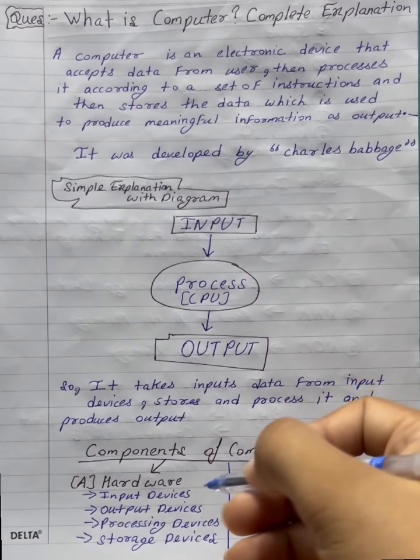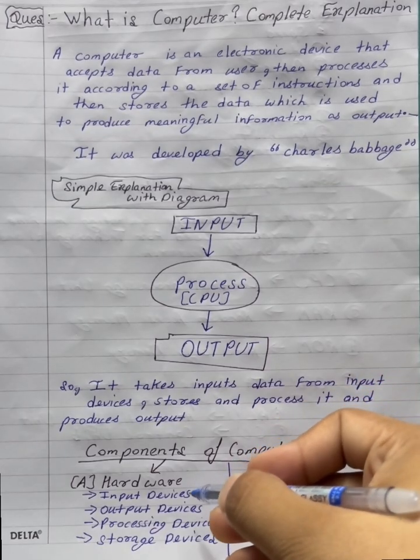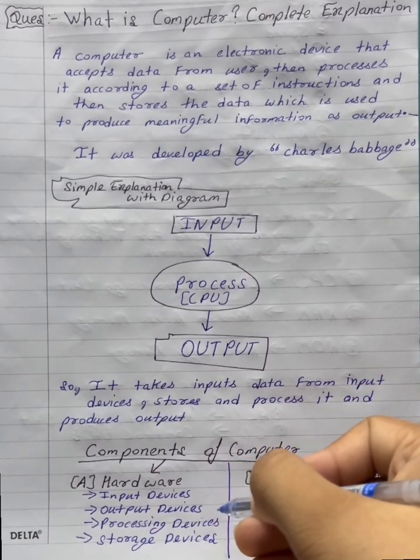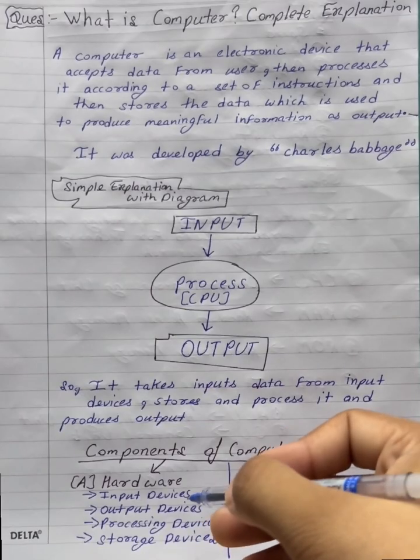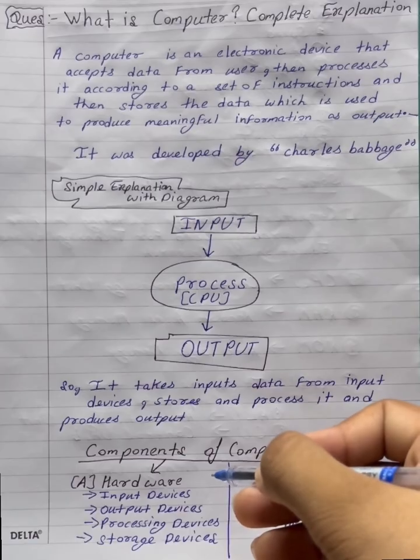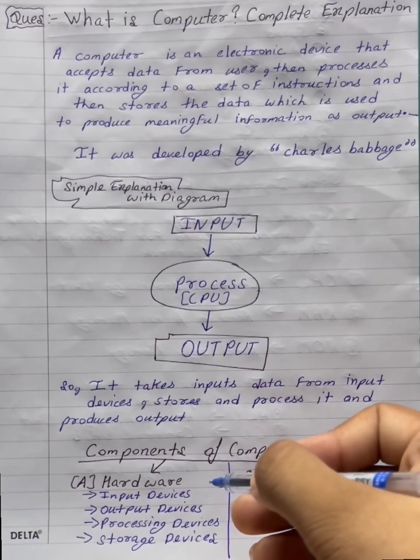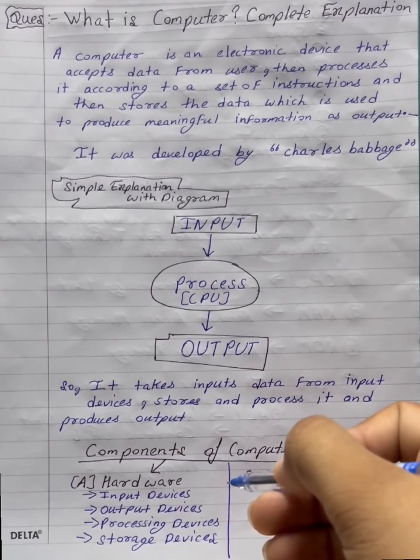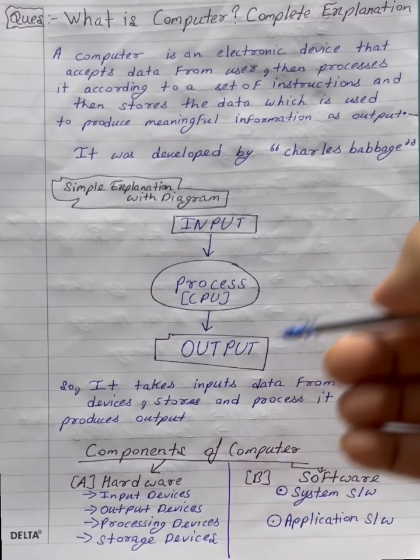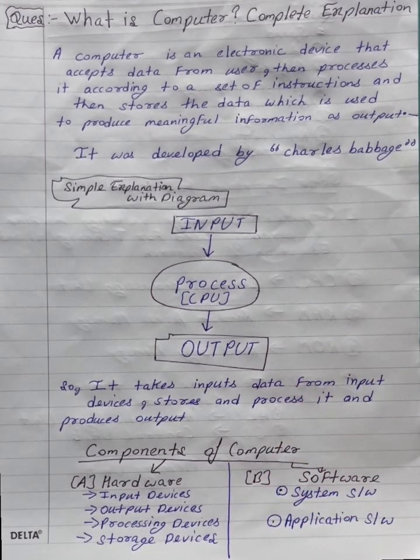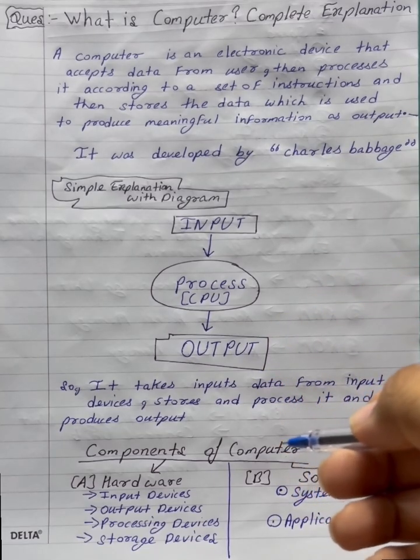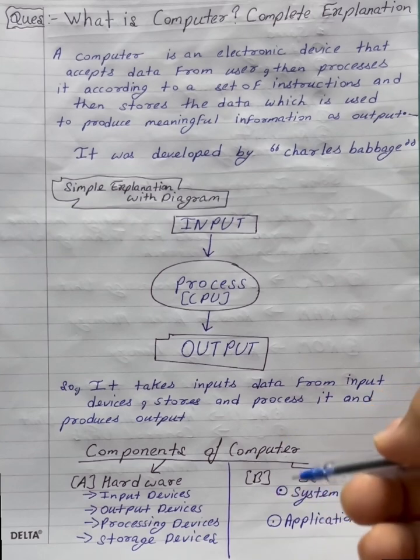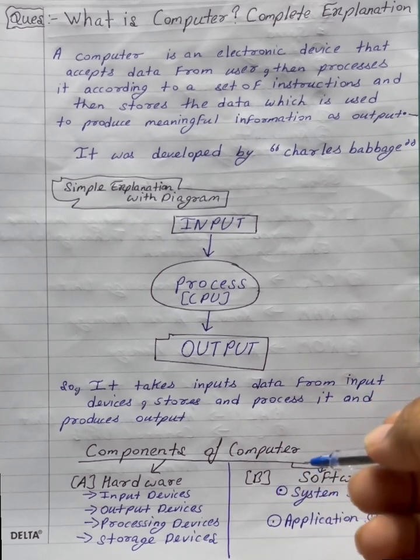In this, let's also discuss input devices, output devices, processing devices, and storage devices briefly. Input devices are used to enter data and instructions into a computer, and these devices act as a bridge between the user and the computer system, and they convert human readable information into a form that a computer can understand. Examples are keyboard, mouse, scanner, microphone, webcam, etc.